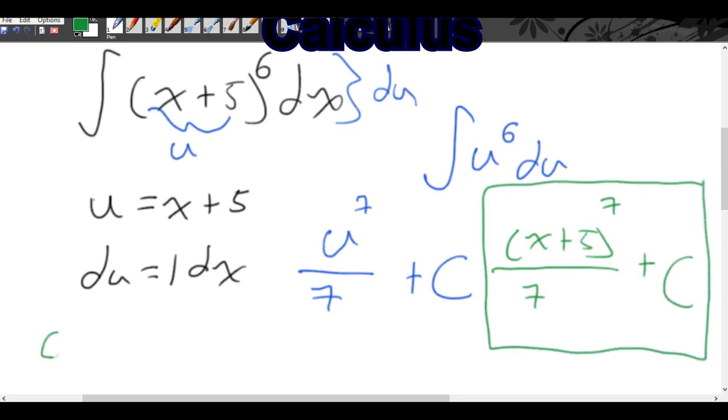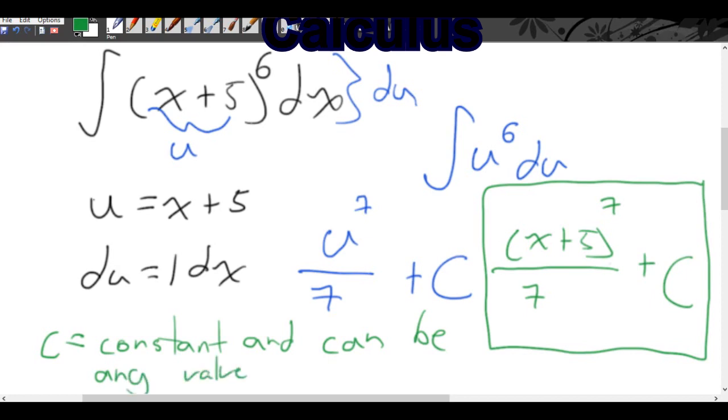And note that, again, c is a constant and can be any value. So pretty much what this means is that our solution can have various answers. It can be x plus 5 to the power of 7 over 7 plus 1, or x plus 5 to the power of 7 over 7 plus a million, or x plus 5 to the power of 7 over 7 minus 1 trillion, whatever that is. C can be any number.